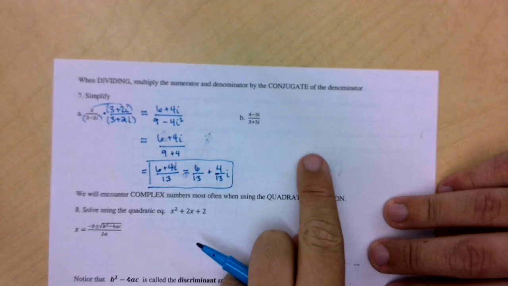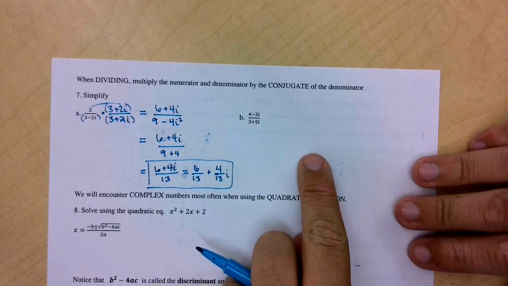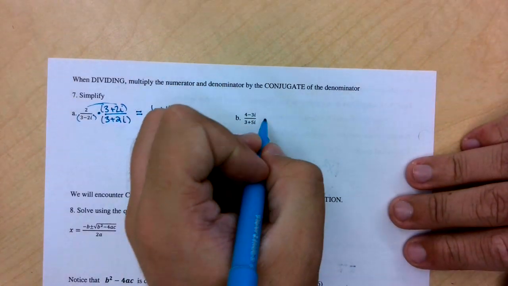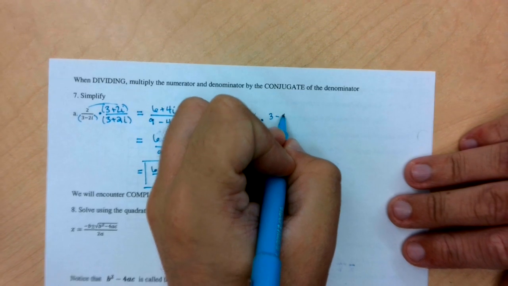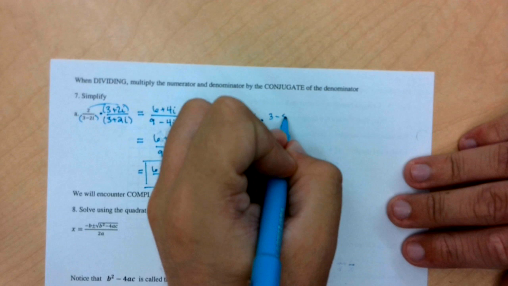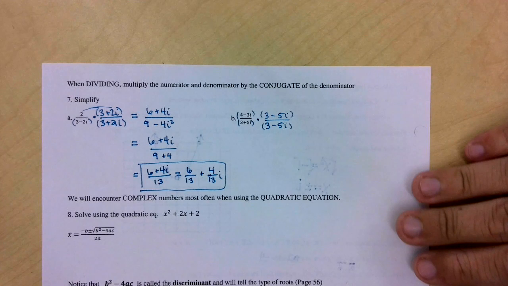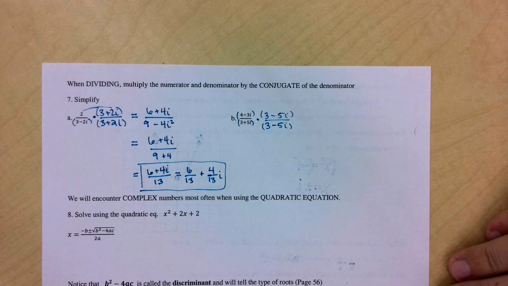This one is a little different because when you multiply by the conjugate, the 3 minus 5i, it's just going to create a longer thing up top that, as you FOIL this out, you're going to get more. So I want you to take a second, pause the video, try multiplying it on your own, see what you get.